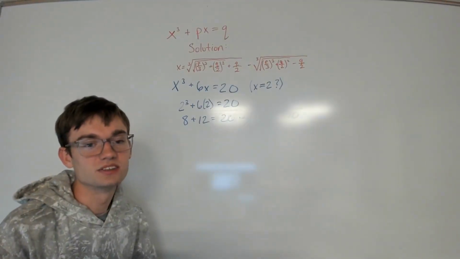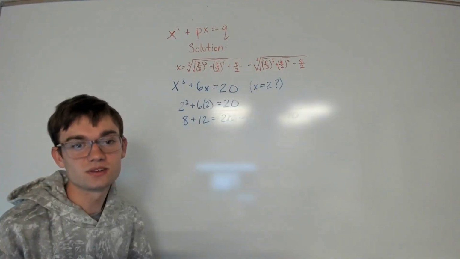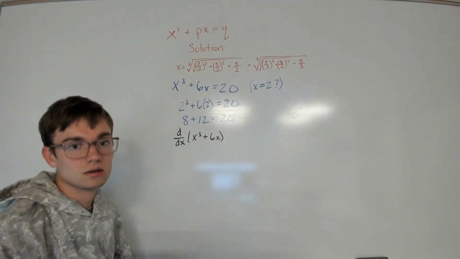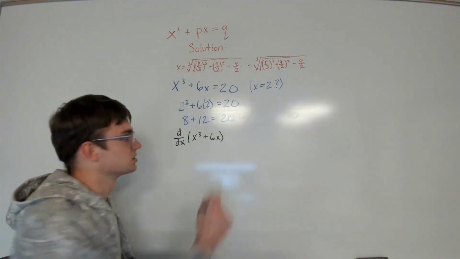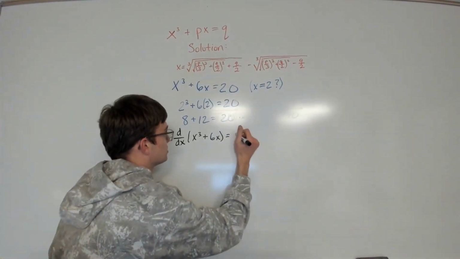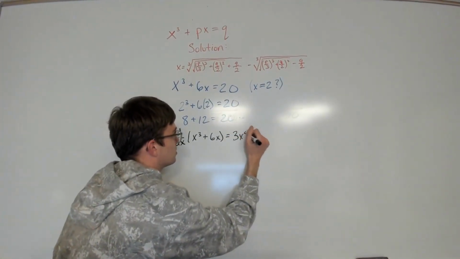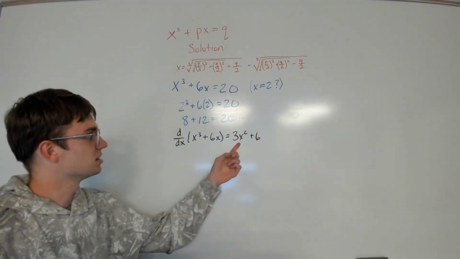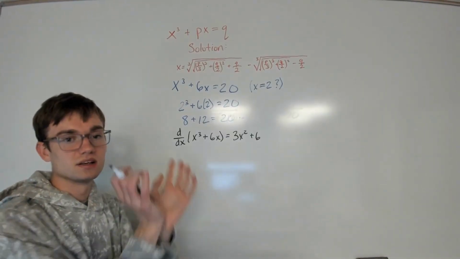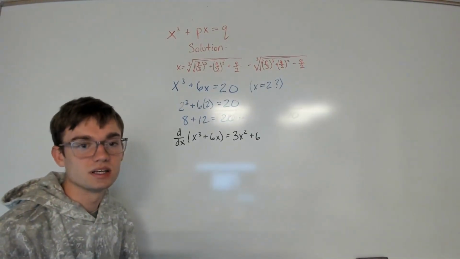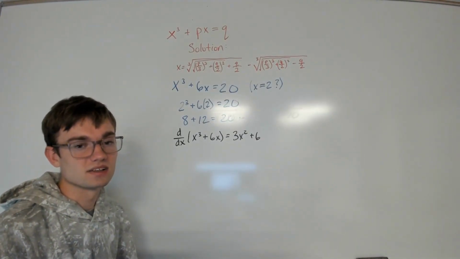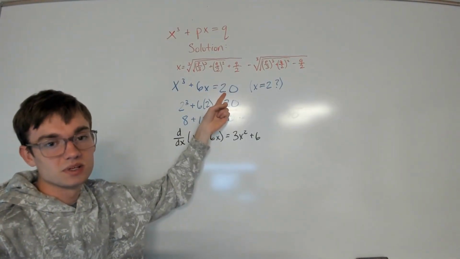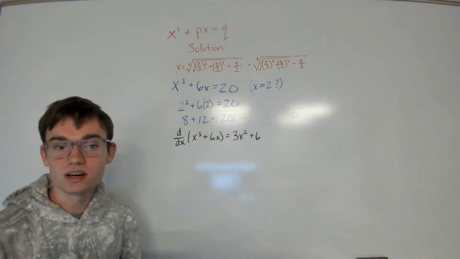We can cheat a little bit and use calculus to show that this equation only equals 20 one time. The derivative of x cubed plus 6x is just 3x squared plus 6. And just by looking at it, we can see that this is a quadratic that is always above the x-axis. So that tells us that this equation is always increasing, which means it only hits 20 one time, so we'd only have one real solution.